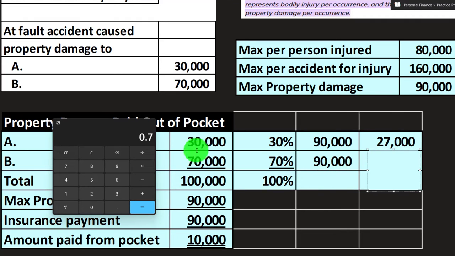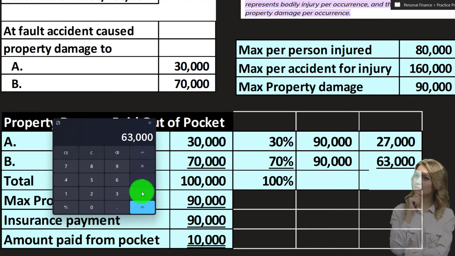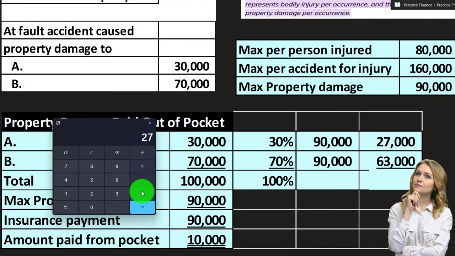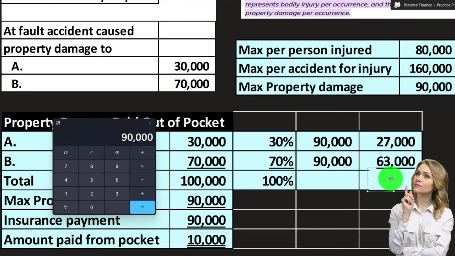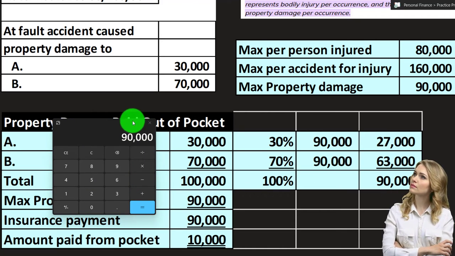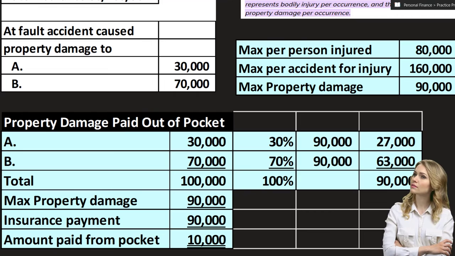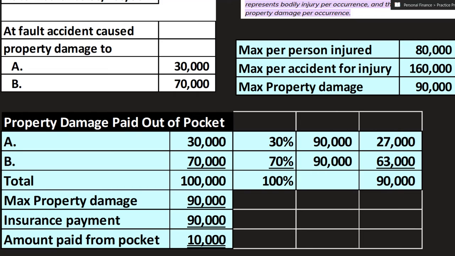30-70 split. You would say maybe the first person gets the 90,000 times the 0.3, which would be the 27,000. Maybe the second person gets the 90,000 times 0.7. That's going to be the 63,000. Adding that to the 27,000 is going to be the total 90,000. So that's a common technique, and that principle will apply in many different types of scenarios when you come into an issue such as that.